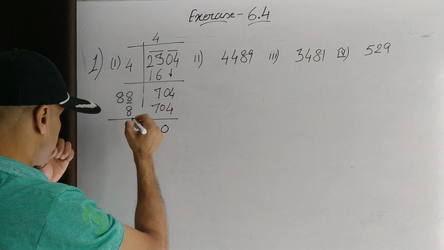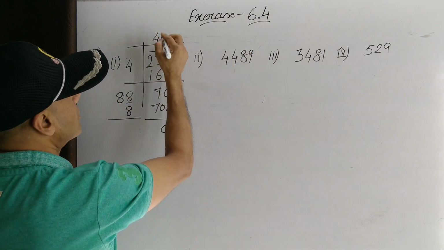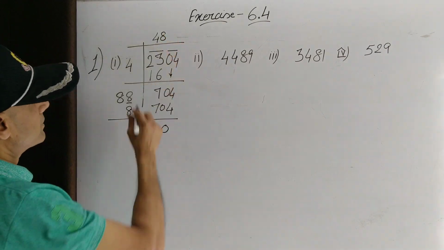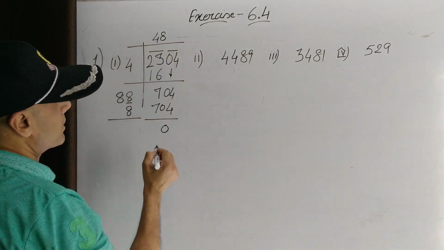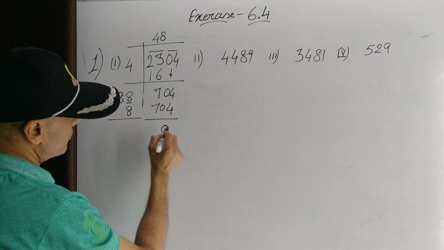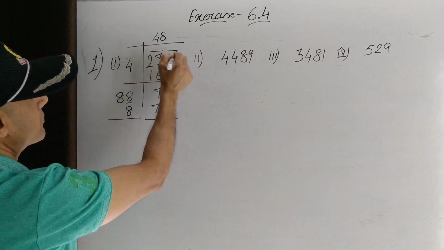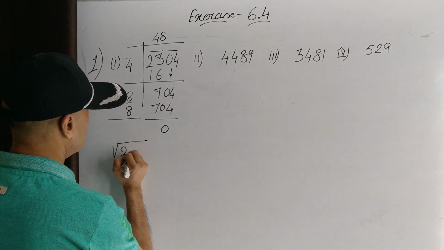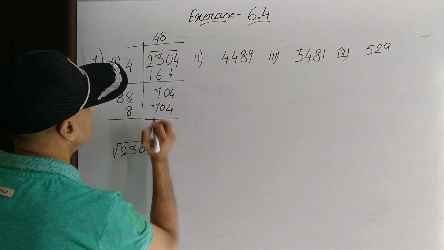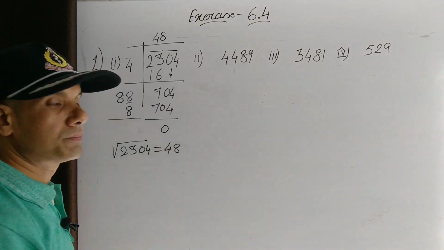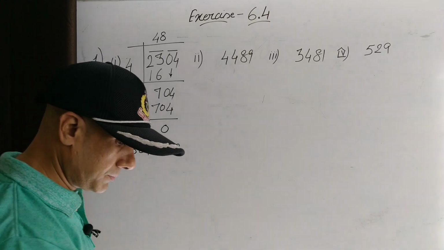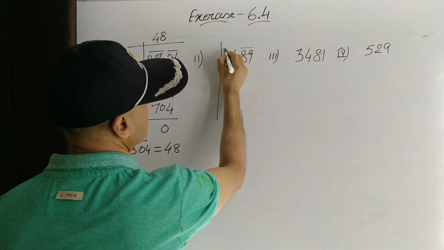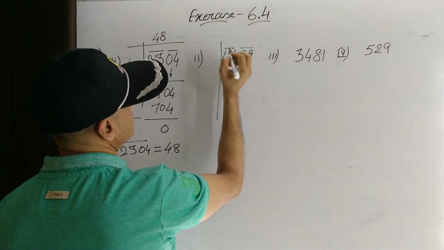And this 8 will be the right hand component of the quotient, and the number so obtained after completion of the division, that is with the remainder 0, is the square root of this number. Clear? So square root of 2304 will be equal to 48. Clear? Moving on to this question, same method, we'll form pairs from right hand side.